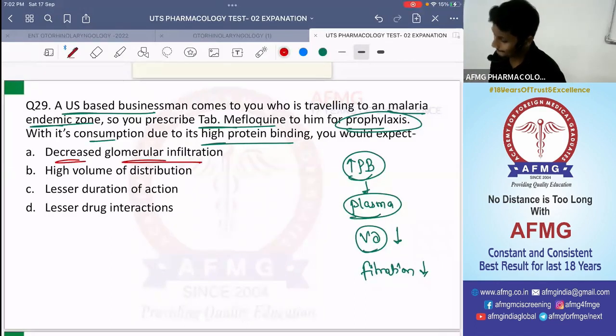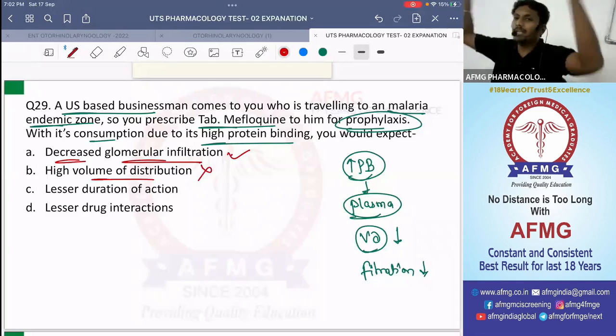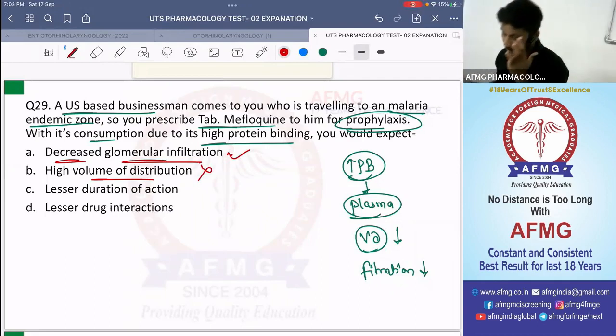Then option A says decrease glomerular filtration. Will it happen or not? Decrease glomerular filtration, will it happen or not? High volume of distribution? Rather there would be low volume of distribution, because it is binding to plasma protein and it remains in the plasma, not going inside the tissue. Therefore, there would be low volume of distribution, not high.